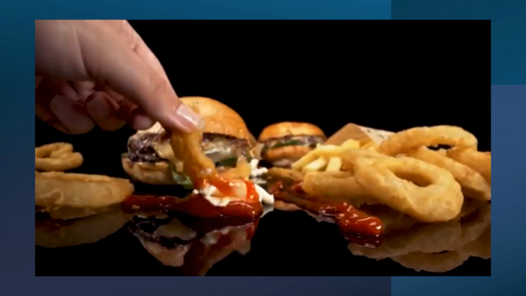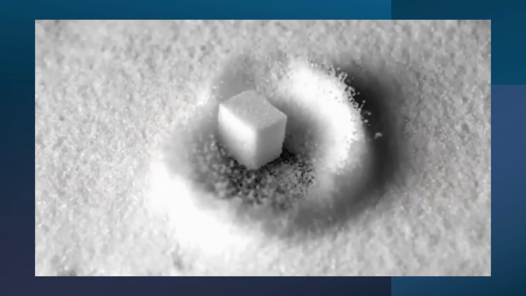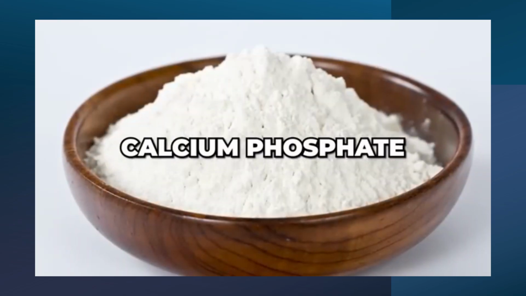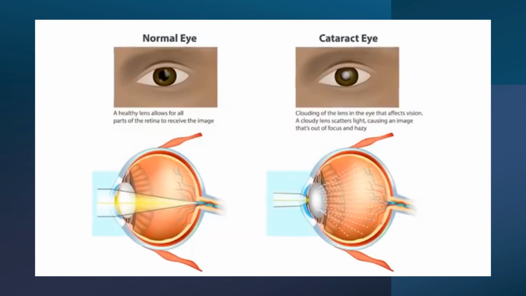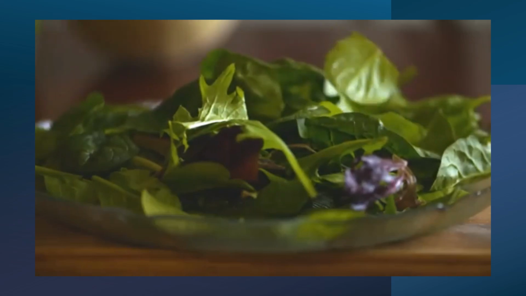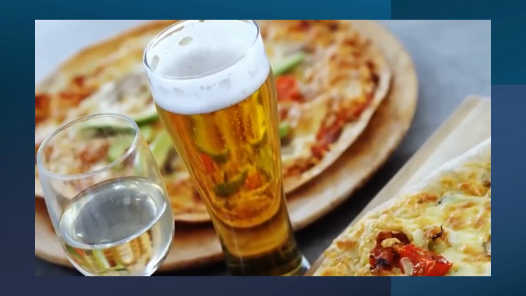Here's something else to consider. Dr. O'Neill points out that a high-acid diet, which includes excessive sugars and processed foods, can lead to the release of calcium phosphate in the body. This could potentially result in cataracts. So it's not just about adding good foods to your diet, but also about reducing harmful ones.